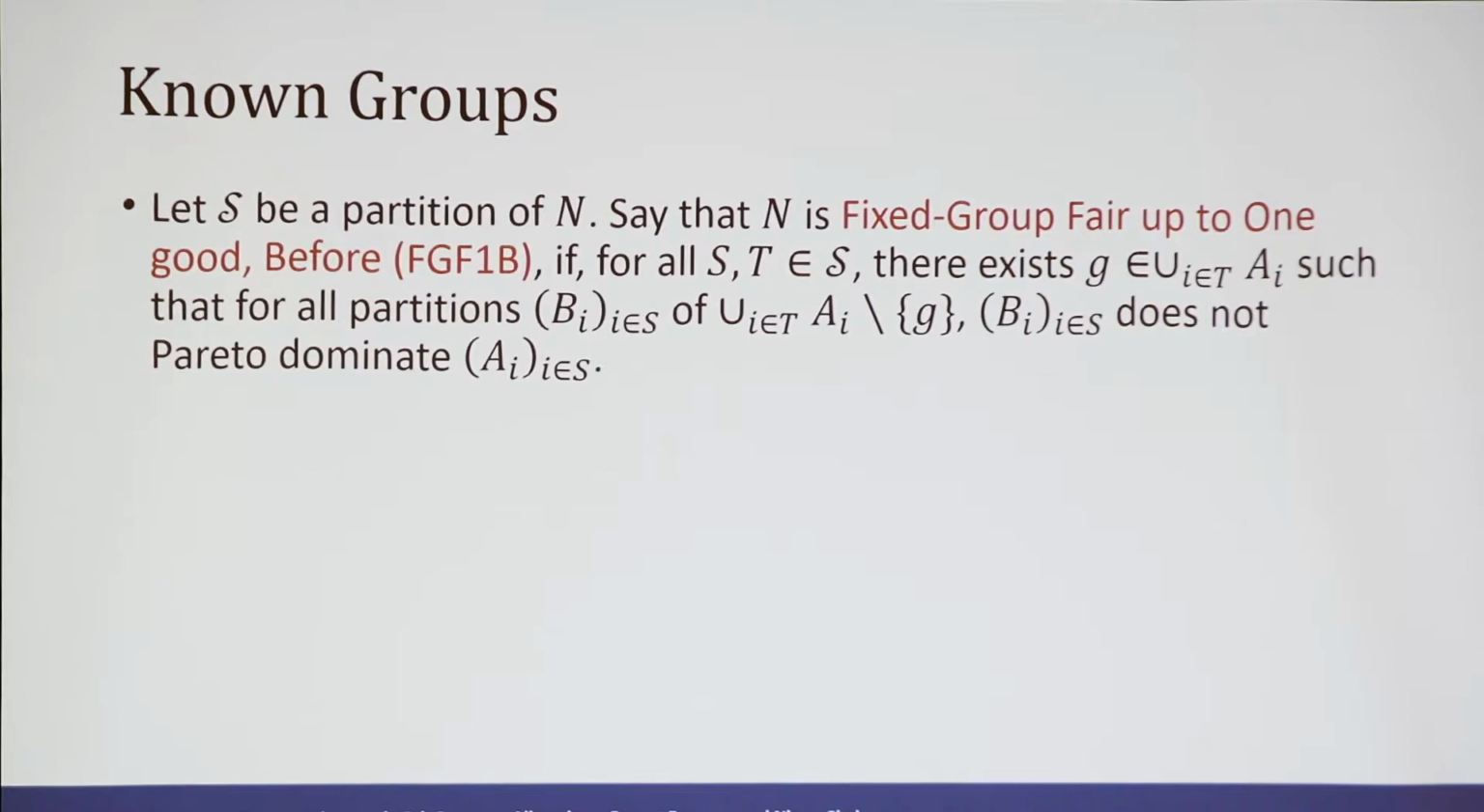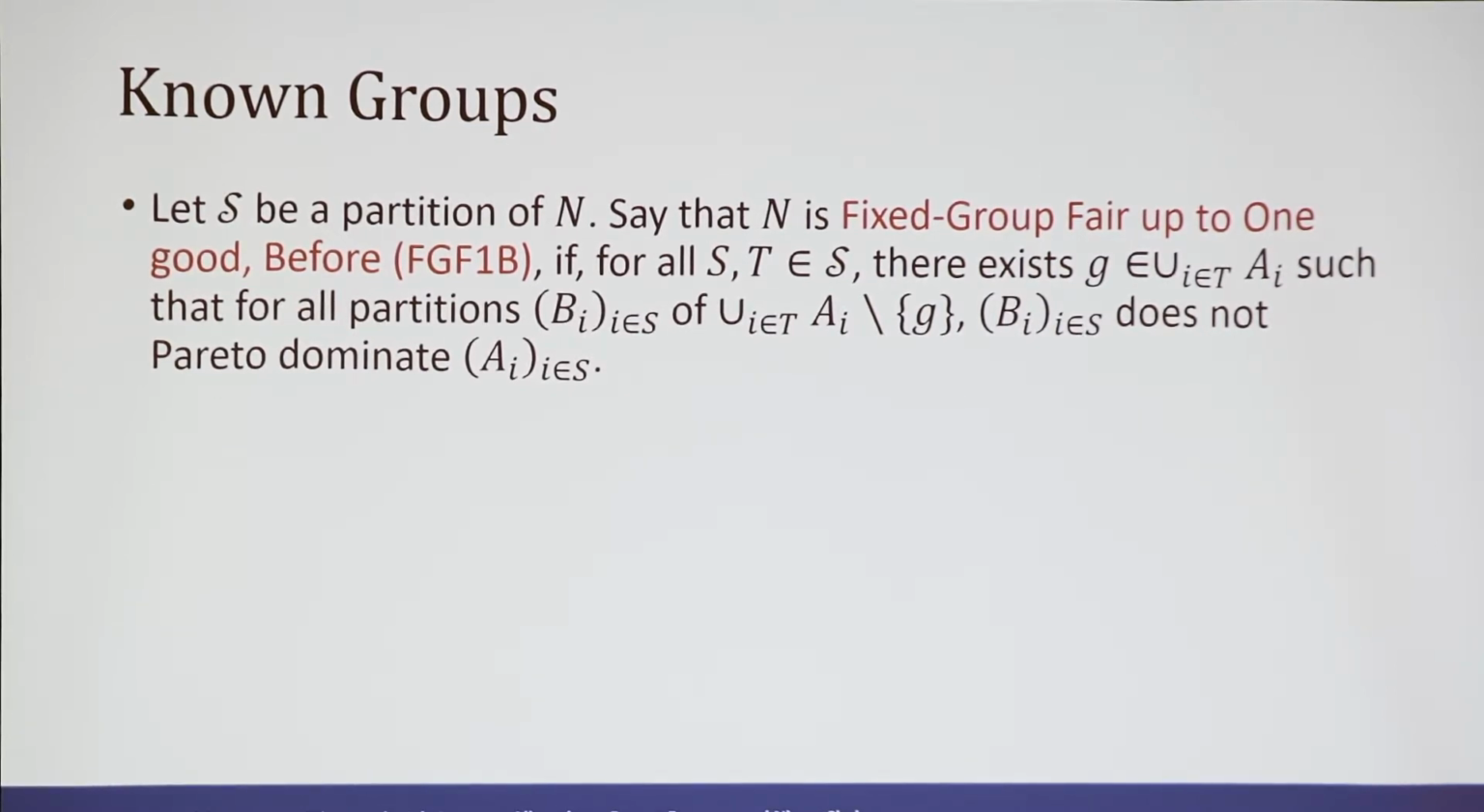So we can ask a question, or we can define a property that I'll call fixed group fair up to one good, which says: fix a partition of the agents. So we know the groups in advance. Is it now possible that there exists only a single good that we can take away from the entire group T, right? Not one good per agent, but a single good from the entire group, such that once we take away that single good, when we reallocate it amongst the other group S, players in S can't be strictly better off. Right?